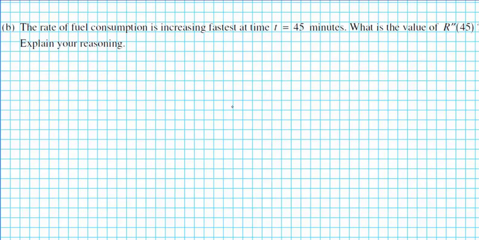All right, so let's look at the B part. It says the rate of fuel consumption is increasing fastest at time t equals 45 minutes. What is the value of R double prime of 45? Explain your reasoning. All right, so how can we convert this statement, the rate of fuel consumption is increasing at a particular time, into symbolic form?